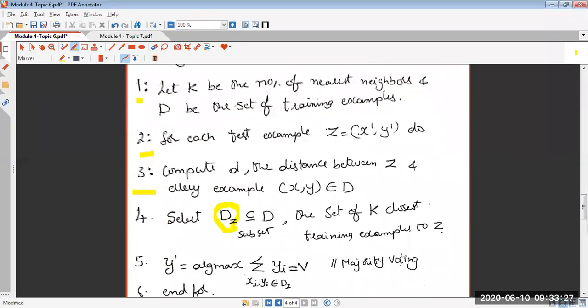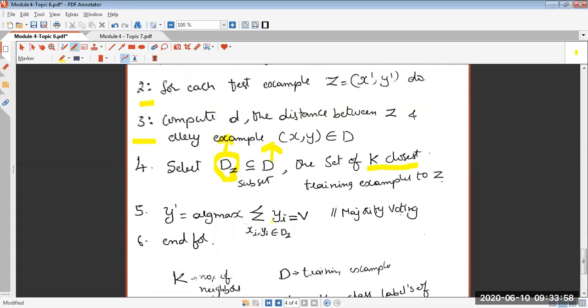So out of the records, record 1, 2, 3, 4, 5, we selected the subset, that was record 2, 3, and 5. How that dz was selected from d based on the k nearest neighbor, k closest training examples. So d is the training records, dz is the selected record. So this was step 4.